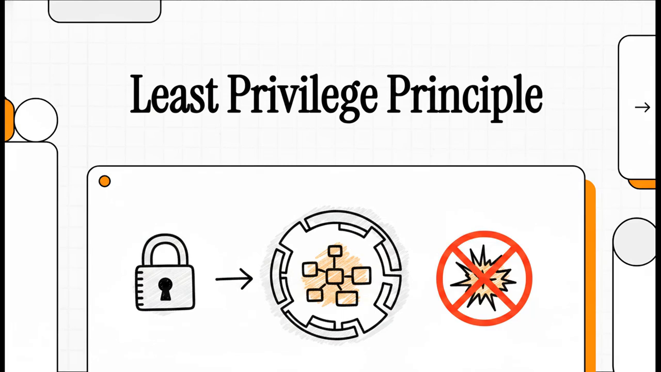Today, we're zeroing in on a massive pillar of secure system design, the principle of least privilege. Specifically, we're going to look at how you can rigorously limit the blast radius of a security breach. This is easily one of the most powerful, yet surprisingly most frequently violated concepts in all of cybersecurity.